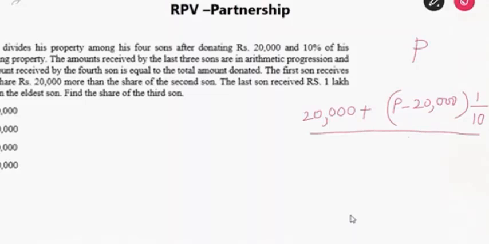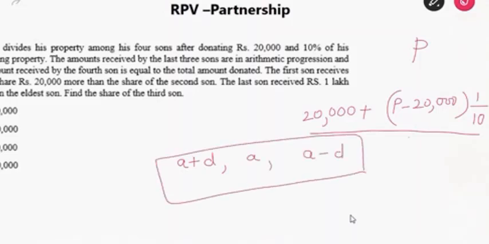Okay, the amounts received by the last 3 sons are in arithmetic progression. Let us consider the arithmetic progression as a plus d, a, a minus d. Why I have considered this progression is that you can consider a, a plus d, a plus 2d, but then you will get a negative d value. So in order to mitigate the negative d value, I took the arithmetic progression like this, right? And the amount received by the fourth son is equal to the total amount donated.